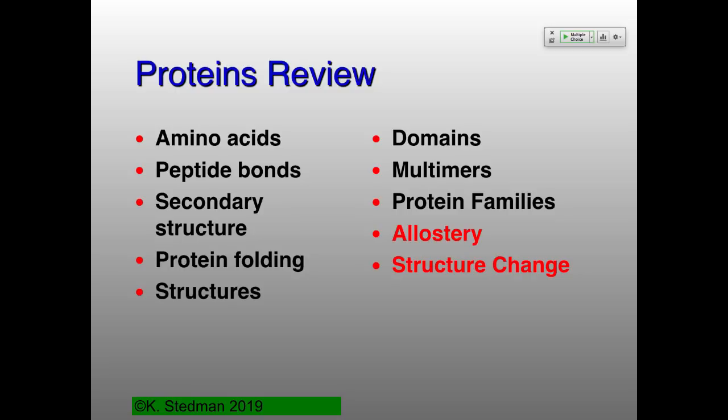Okay, we also talked briefly about protein families. Again, these are going to be homologous proteins. They could be parallel. Oh, sorry.